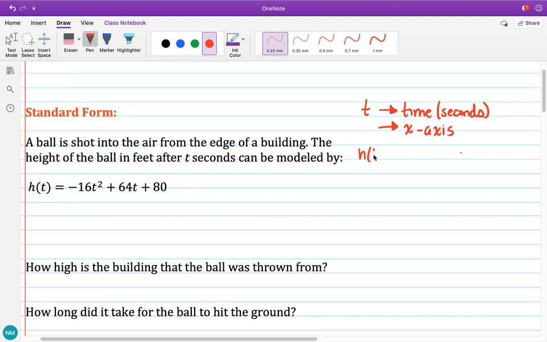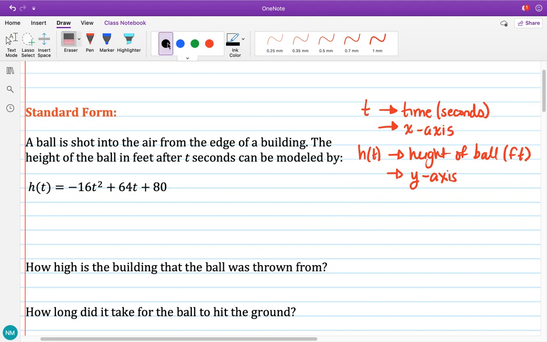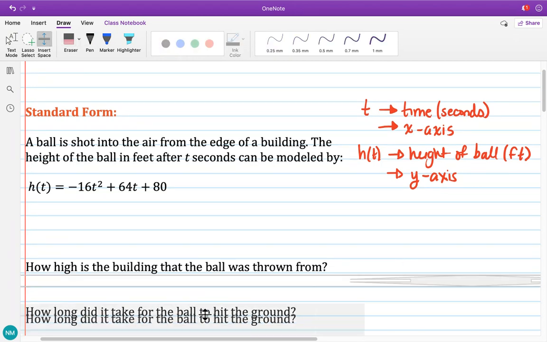And then I have h of t, which is the height of the ball in feet, and that is my y-axis. And we know that because this is in function notation, kind of like, again, f of x. And then I'm going to do a little mini sketch of what we're looking at here, because I think that's helpful for all these problems that we're about to do. Hold on, before I do that, let me put some space.